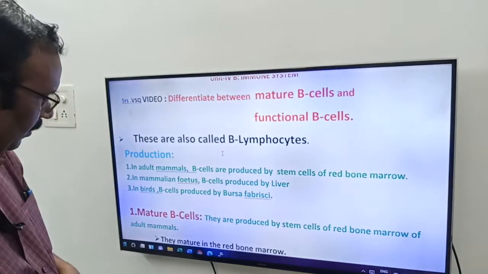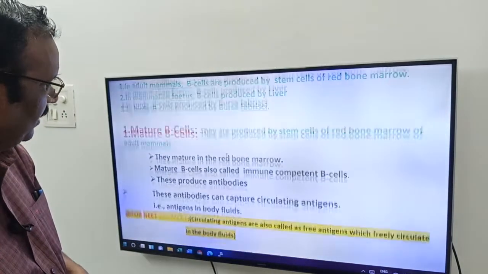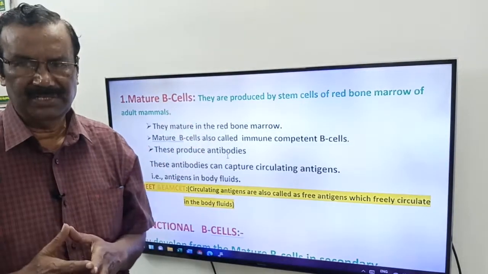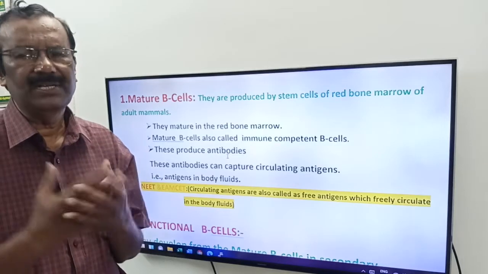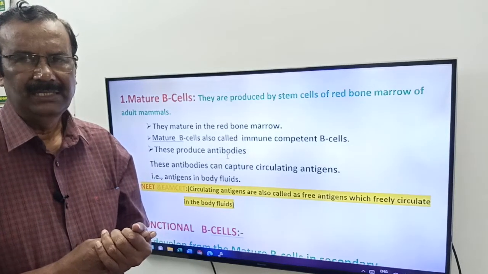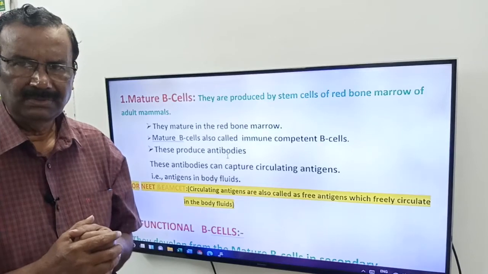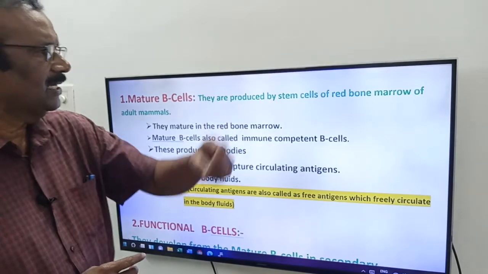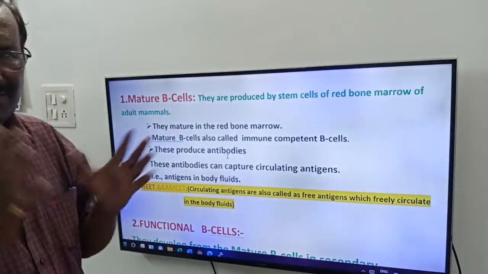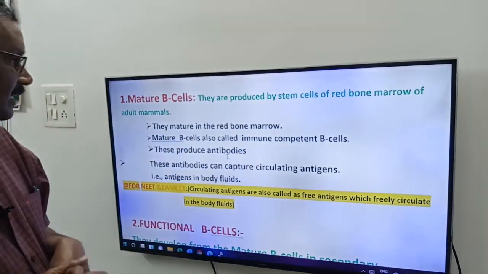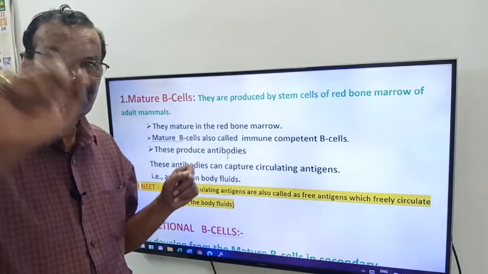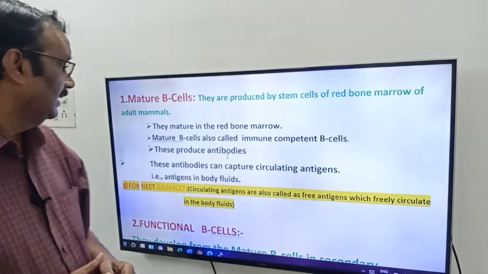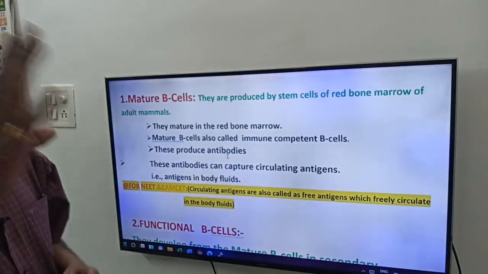Now, we have to write the difference between mature B cells and functional B cells. What are mature B cells? The production of B cells takes place in the red bone marrow, and in birds, in the bursa fabricii. They are produced by stem cells of red bone marrow of adult mammals. Production takes place in the red bone marrow. At the same time, maturation also takes place in the red bone marrow. They mature in the red bone marrow.